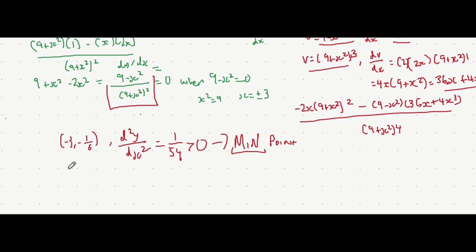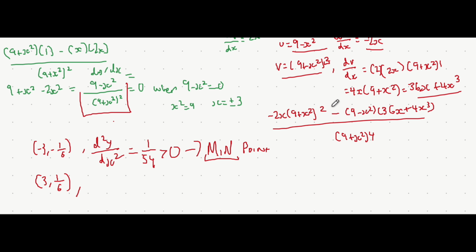Let's now do the same for the other coordinate, which is 3 and 1 over 6. Once again, the second term will just equal 0 because when you put x equals 3 into this, 3 squared is 9, 9 take away 9 is 0, and 0 times anything is just 0. So let's just put it in. Minus 2 multiplied by positive 3, then in brackets.